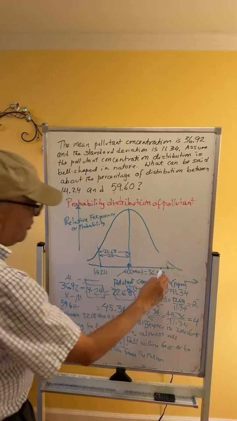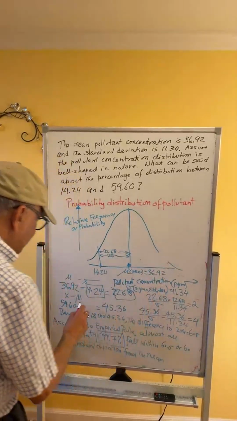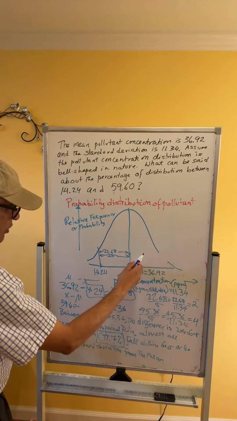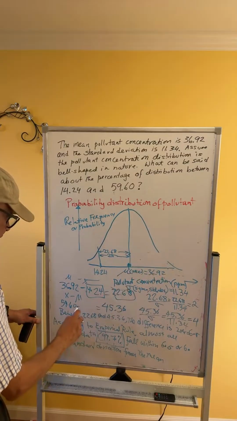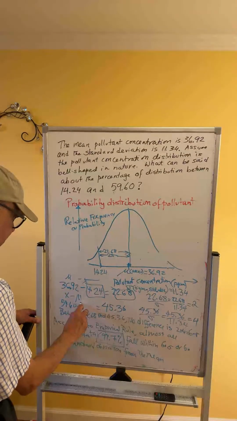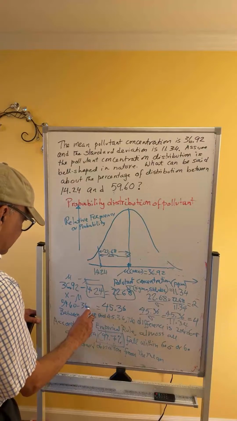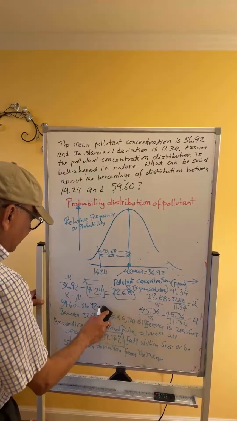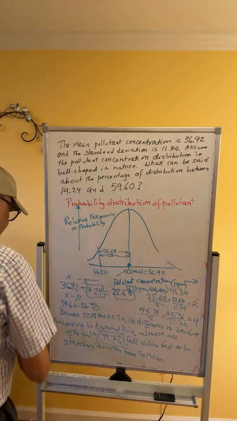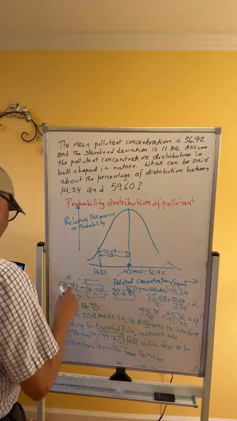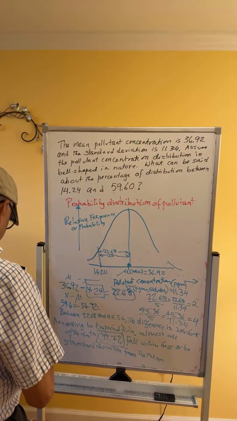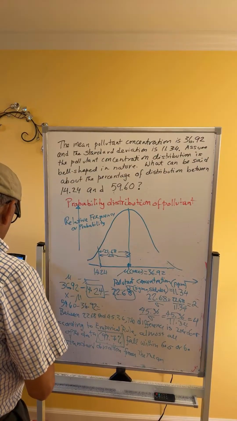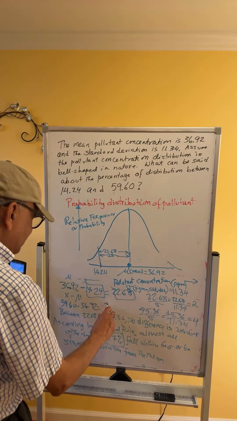Now I take the higher value, on the right of the mean, and subtract from it the mean, which is 36.92. Let's do the calculation correctly: 59.6 minus 36.92 is 22.68 also.